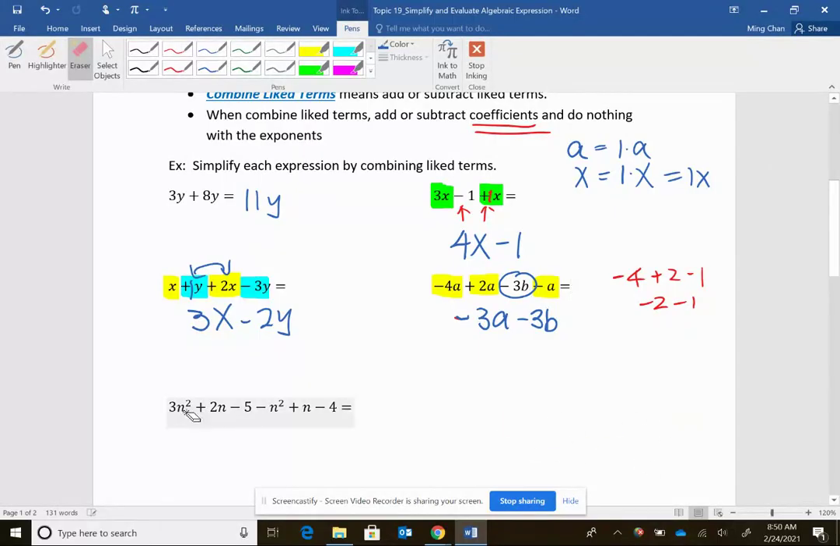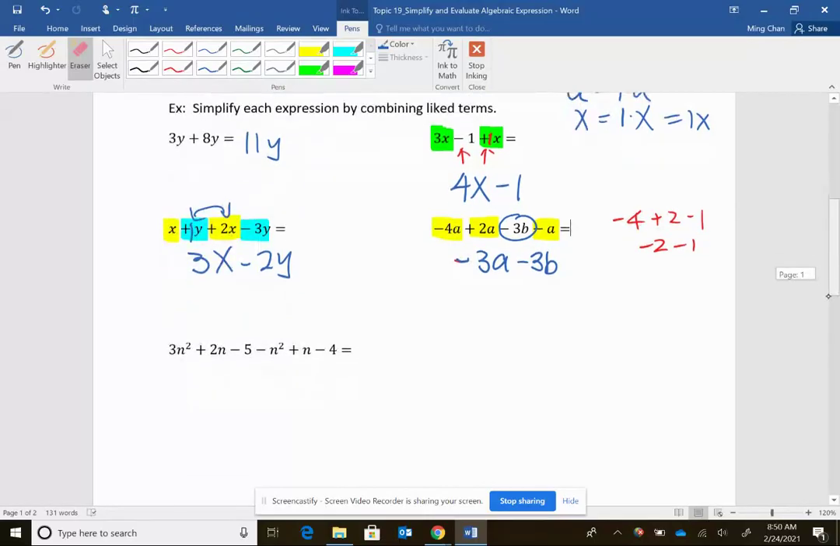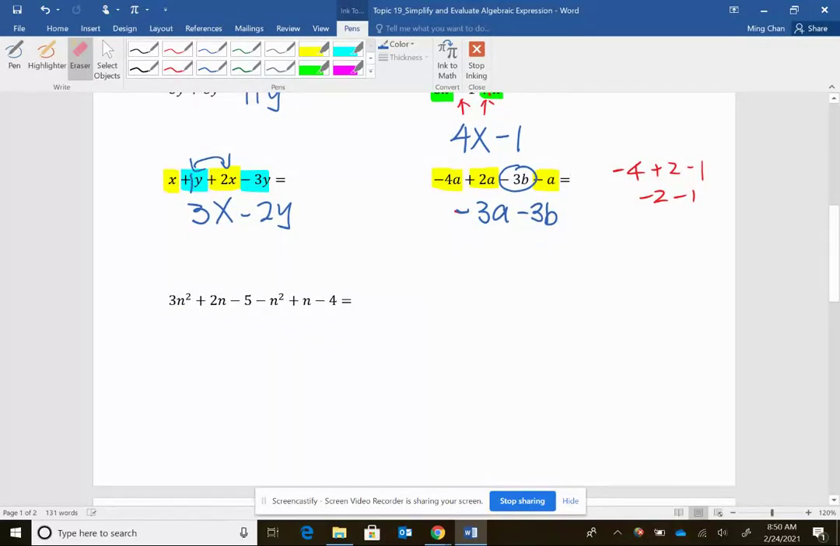All right. Now we've got exponents here. In this example, 3n squared is like terms with who? Negative n squared. Same variable, same exponent. So we go by alphabetical order and also by the exponent. The higher exponent goes first. So 3n squared minus 1n squared. 3 minus 1 gives me 2n squared.